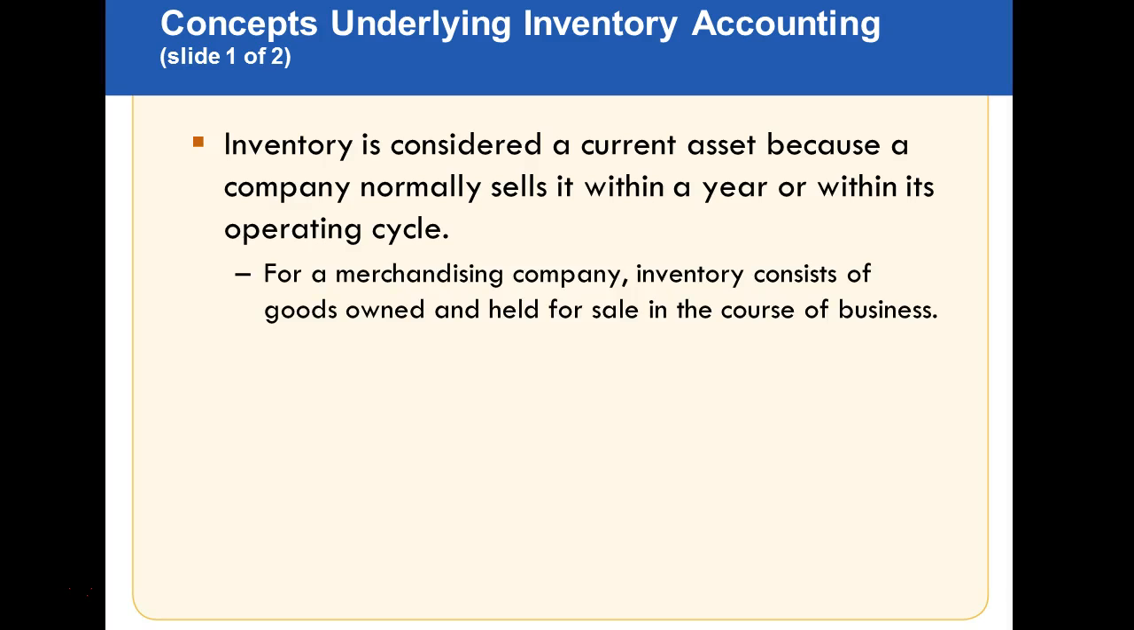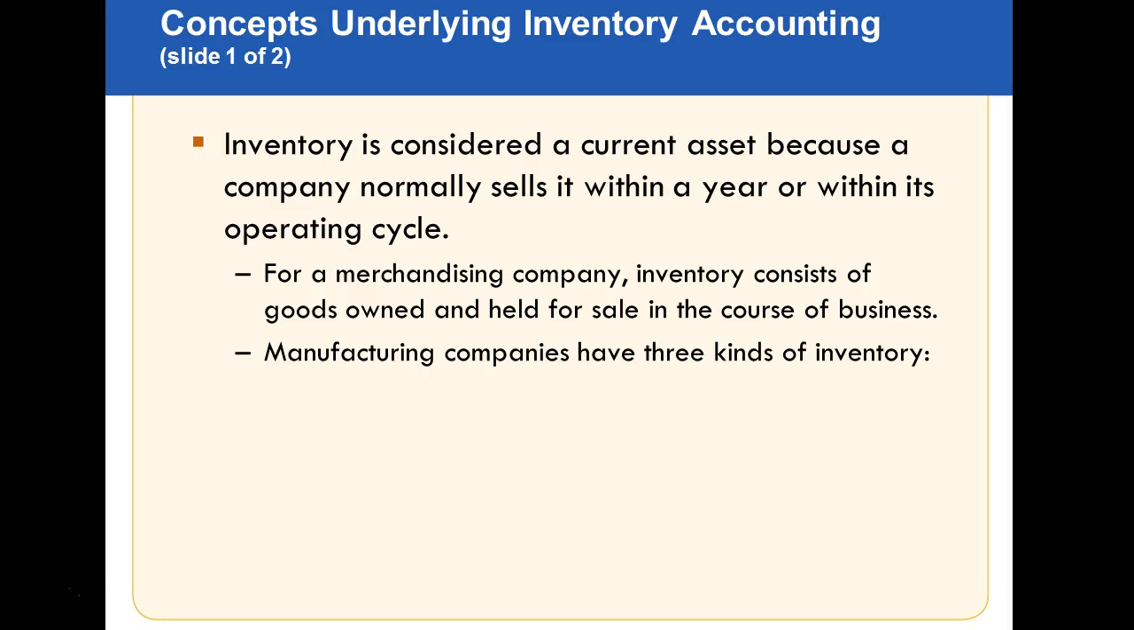Inventory, what's left on the shelves at the end of the period, is a current asset, because generally we want to sell our inventory in that current operating cycle. For a merchandising company, inventory consists of goods owned and goods held for sale in the course of business. So for Target, the inventory is going to consist of all the products sitting on the shelves and back in the warehouse that are available to be sold.